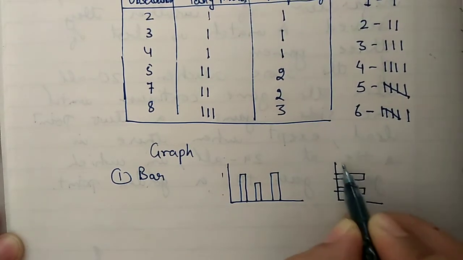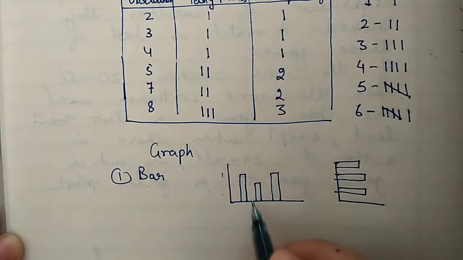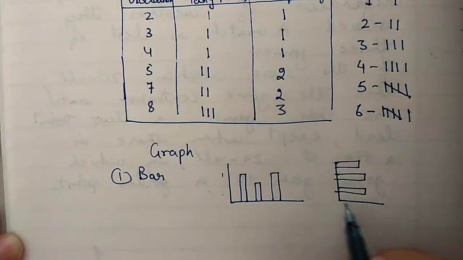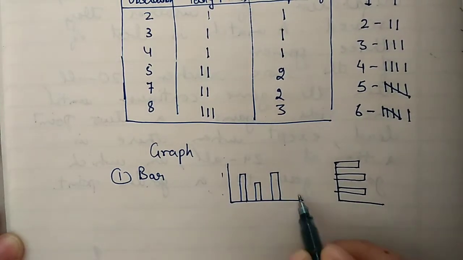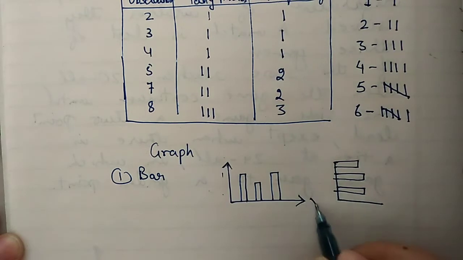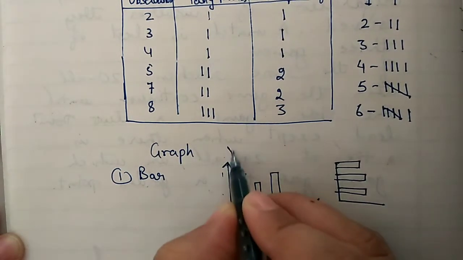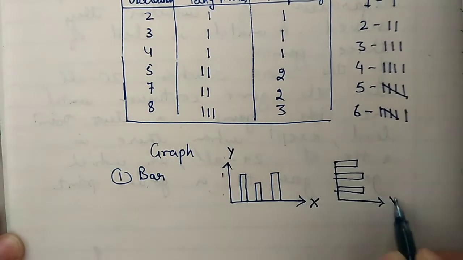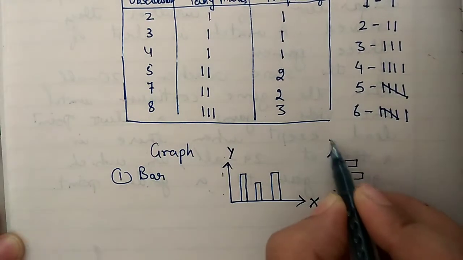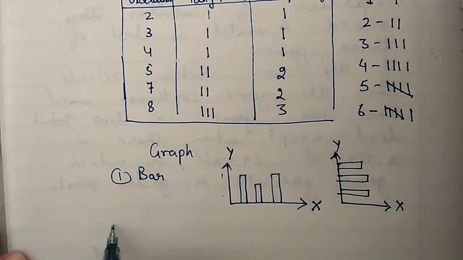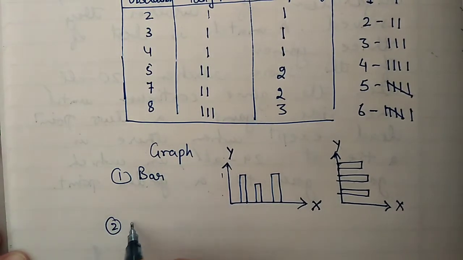We can make the graph like this also. If you change the axis, then it will come like this. This we will call a vertical graph, this we will call a horizontal graph. These two are the axis lines. We will call this the x-axis and this the y-axis. Second type of representation of graph is histogram.